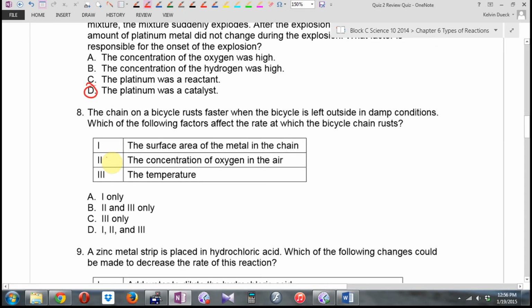I'm not sure about number 8, but let's see if I can reason my way through. You know what? The chain has a bigger surface area. That is why bike chains rust faster than cars. Sure, a higher oxygen concentration in the air will cause it to rust faster. Sure, if it's warmer, that will increase the reaction rate.